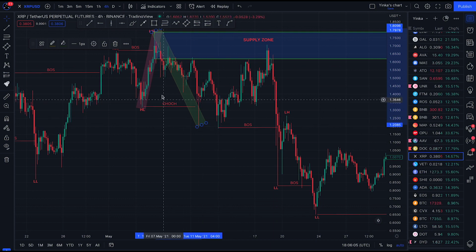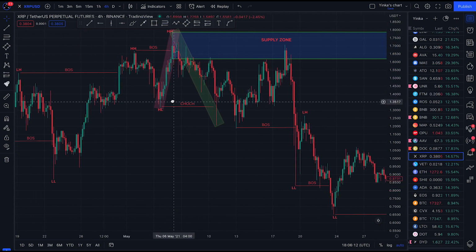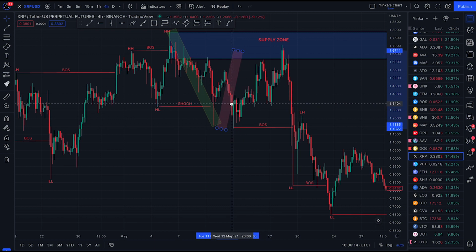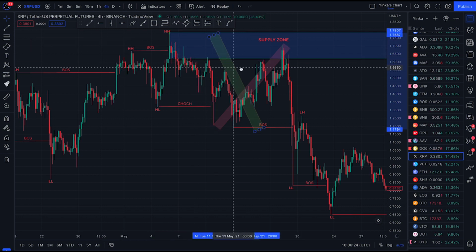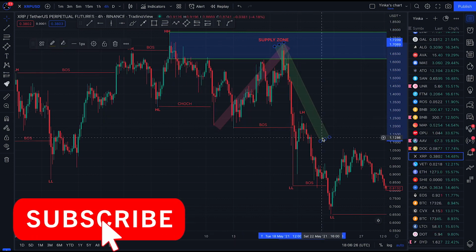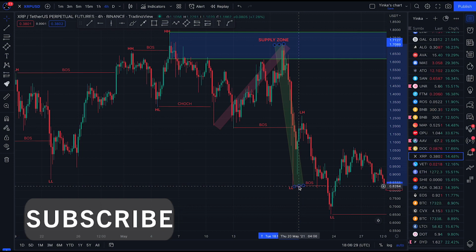After this change of character, meaning from bullish to bearish, we should be expecting a pullback. Market broke structure to the downside. After breaking structure to the downside, this is our pullback, and it came back to the supply zone. And what do we expect? We expect the market to continue giving us a series of lower lows and lower highs.